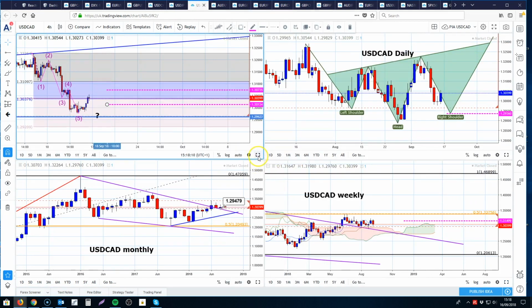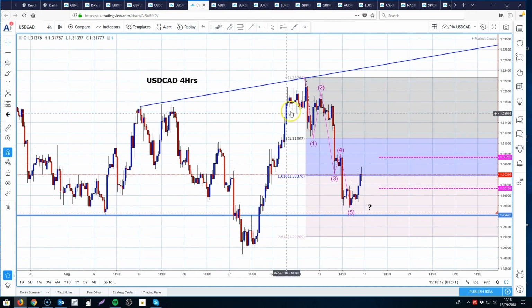Dollar CAD. We highlighted this on Friday. 1, 2, 3, 4, 5, potential 5 waves completed. Again, there's scope for some sort of short-term volatility. We've got bespoke resistance at 130.72, bespoke support at 130.13. So maybe a move higher, then clipping back down to support for another move to the upside.